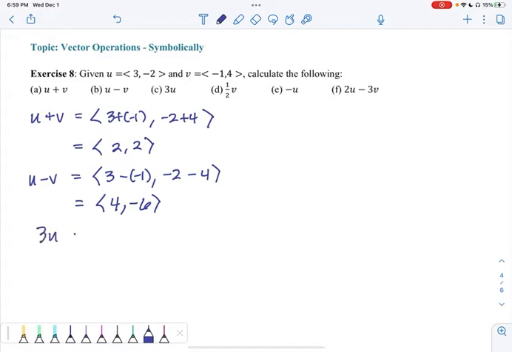3u is just a scalar multiplication, so it's multiplying both components of u by 3. So 3 times 3, comma 3 times the -2. This gives me 9, comma -6, and done.